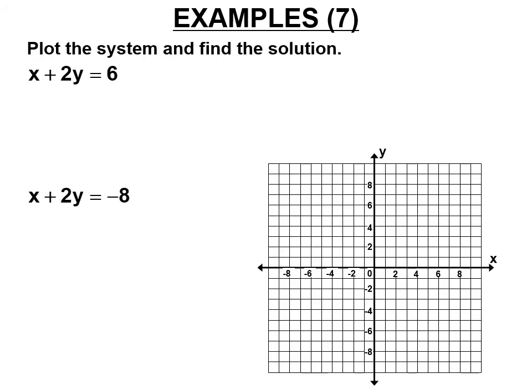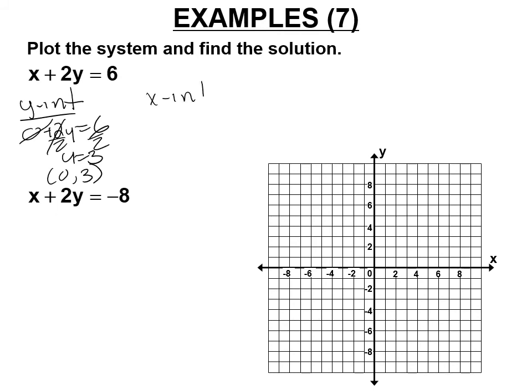Okay, so here, y-intercept: x equal to 0. Divide both sides by 2. y equals 3, so (0, 3). X-intercept: make y equal to 0. x equals 6, so (6, 0). So we have (0, 3) and (6, 0) for the top one.